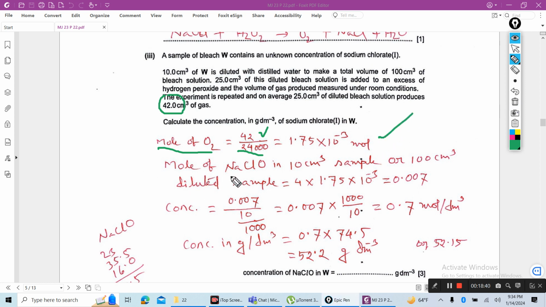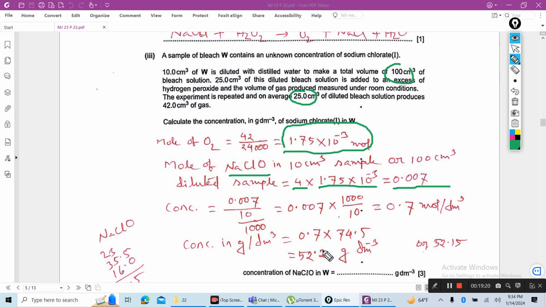Now, moles of sodium chlorate in 10 cm cube concentrated, or 100 cm cube diluted sample, is 4 times this mole amount, because this number of moles is calculated for 25 cm cube. So for the diluted 100 it is 4 times more. So 1.75 times 10 to the power minus 3 multiplied by 4, you get the moles of sodium chlorate 1.